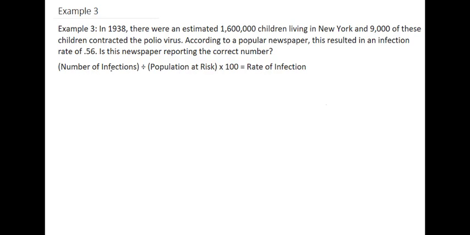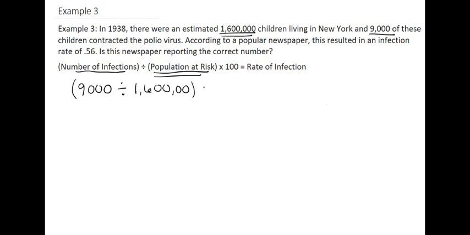So we have number of infections. So we can see that 9,000 children contracted the polio virus. So we'd go ahead and write 9,000 here, divided by the population at risk. So we can see that there is 1,600,000 children. So let's go ahead and write that number. Then we're going to multiply that by 100, and we're going to check to see if this is in fact equal to 0.56, because the rate of infection is reported to be 0.56.